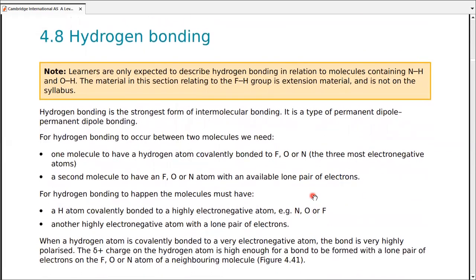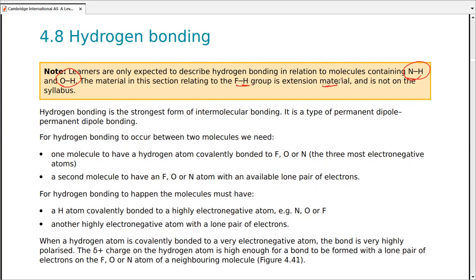Hydrogen bonding. Hydrogen bonding is a special case in PD-PD forces. All right. Hydrogen bonding can be described in relation to molecules that contain N-H and O-H.